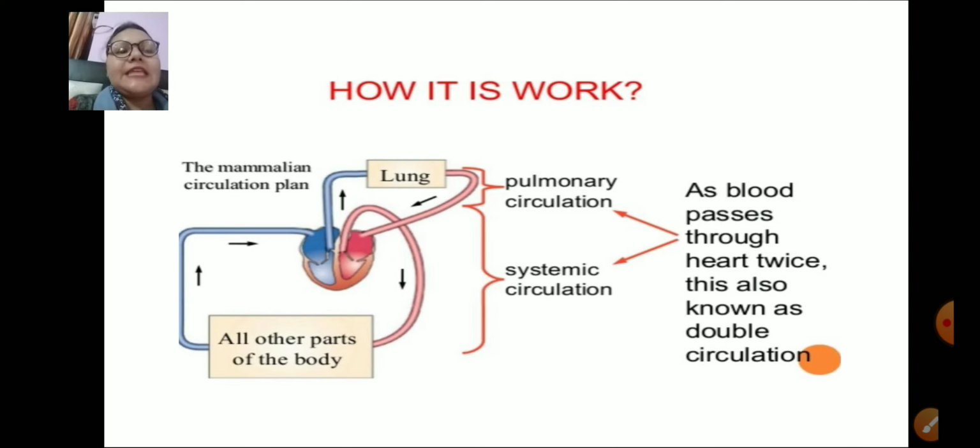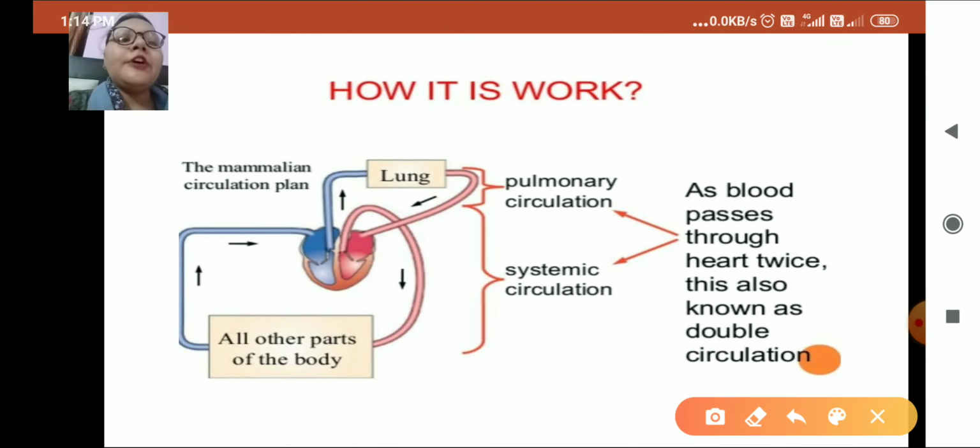Then we have systemic circulation. When the blood is transported from the heart to the different parts of the body, that is termed systemic circulation. So in this, the blood flows through the heart twice, which is known as double circulation. As you can see in the diagram, we have pulmonary circulation when oxygenated blood is transported from the lungs to the heart. Then from the heart it is transported to the different parts of the body.